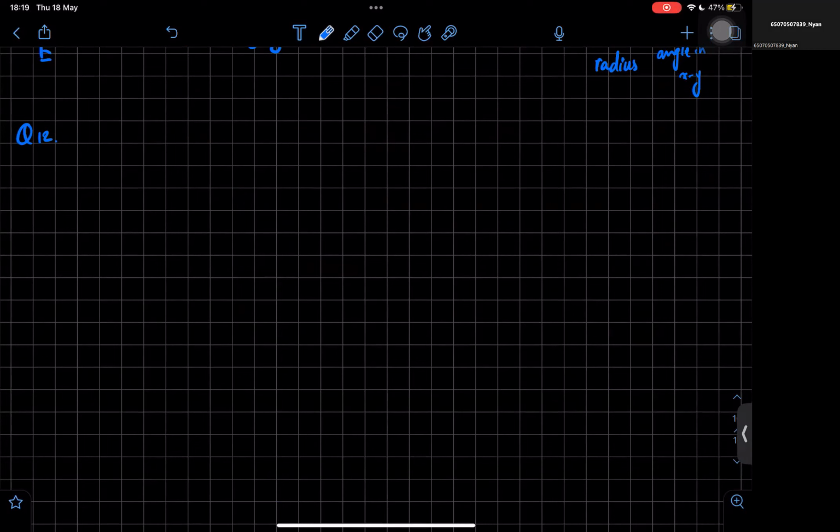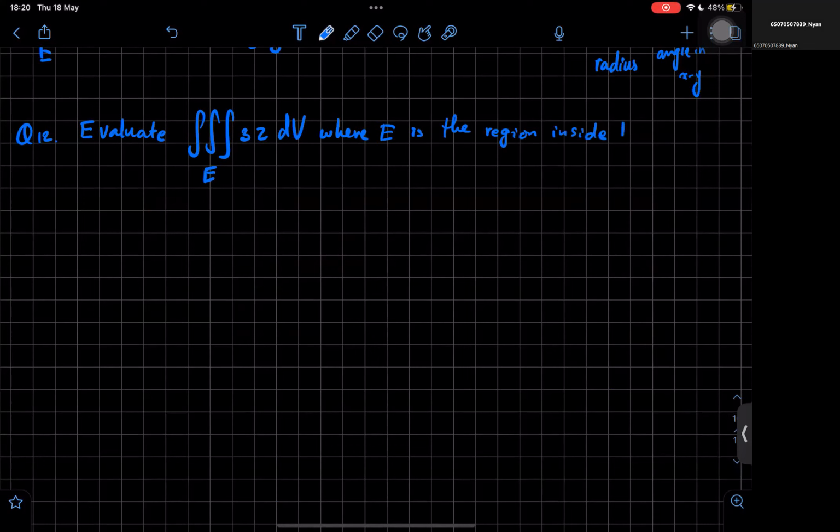Okay, so the last one before we go to the Jacobian, and then we will be done. The Jacobian, I'm just doing very briefly, because it's not the main topic. The main topic is the spherical and also the cylindrical. Where E is inside x squared plus y squared plus z squared equal to 1, and z equal to the square root of x squared plus y squared. Okay.